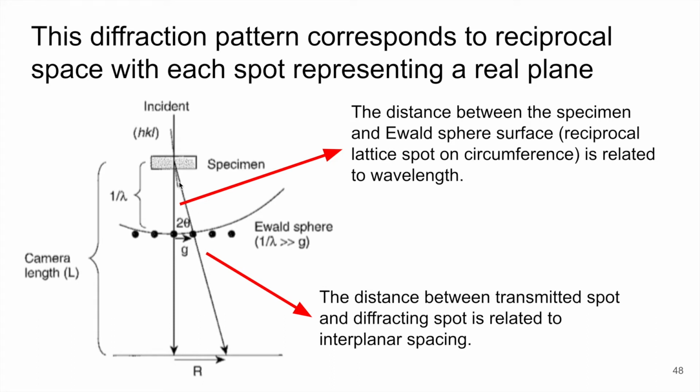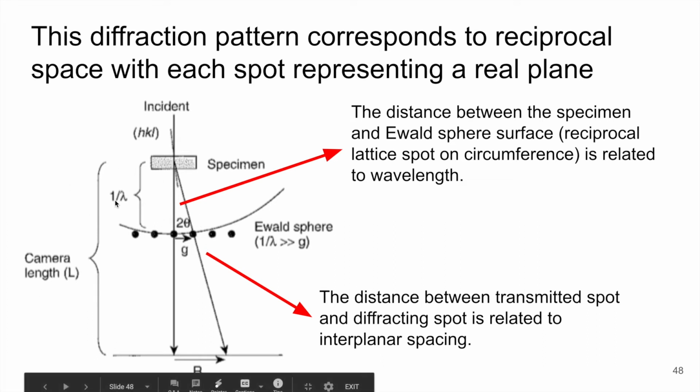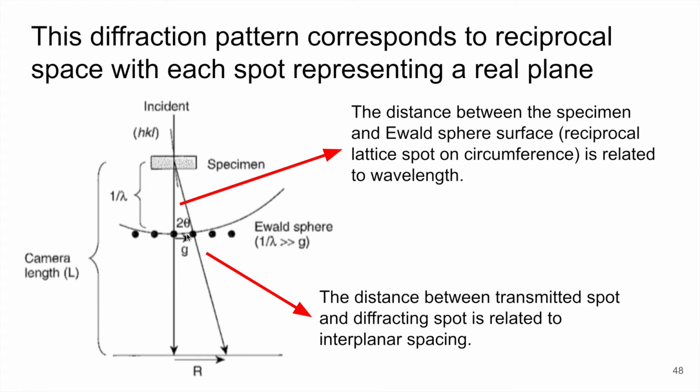Since we are in this arrangement with magnifying the reciprocal space, the geometry of the setup will correspond to a much larger vector so that we can see it, and we can measure that and relate it back to the interplanar spacing.